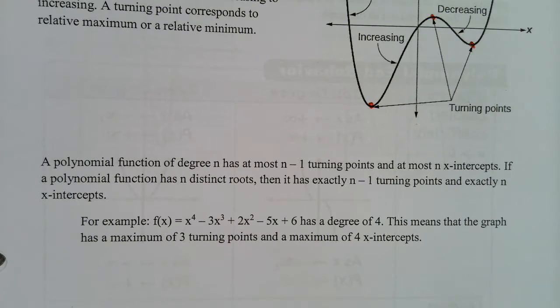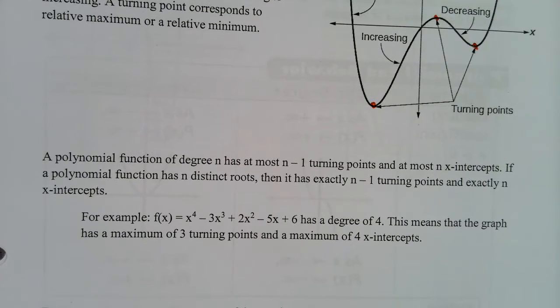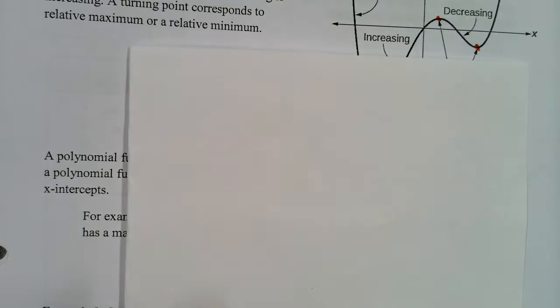So for example, let's say I have this polynomial, x to the 4th power minus 3x cubed plus 2x squared minus 5x plus 6. That has a degree of 4. That means that the graph has a maximum of 3 turning points, because the degree is 4, and a maximum of 4 x-intercepts. That should make sense if you think about it. So let's think about it like this.